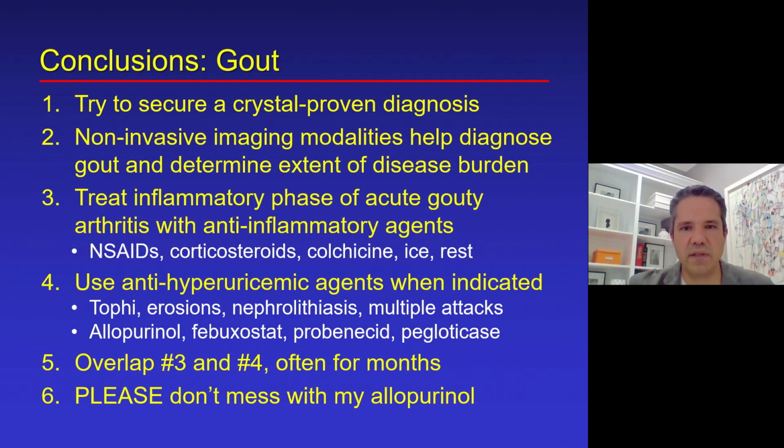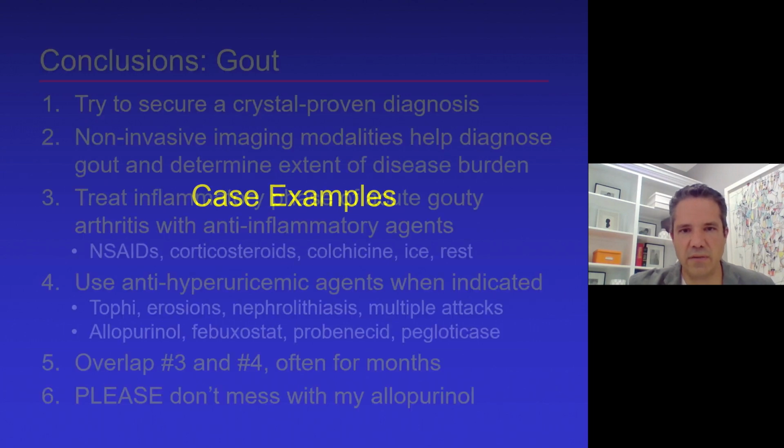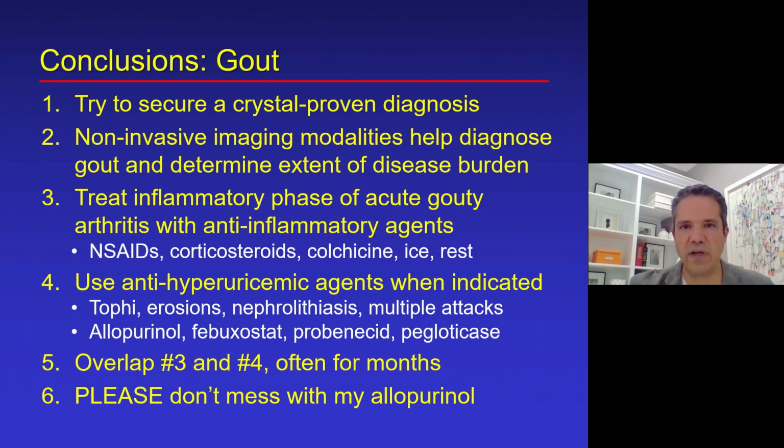So I'm going to get to my conclusions here, and there were some questions. I don't think we're going to have time for them. But basically, with gout, we're trying to obtain a crystal-proven diagnosis, and you treat the inflammation when someone has an attack, and then you determine if you feel like they're a good candidate for long-term urate lowering therapy. Try not to mess with the allopurinol when a rheumatologist has carefully spent time to get them up to a target dose. This is number 6, I've got to put this plug in there. And that's pretty much it.